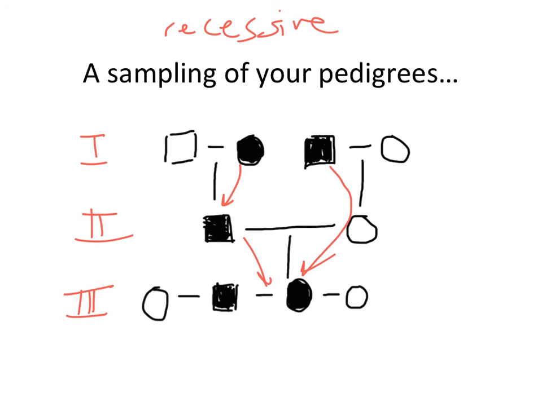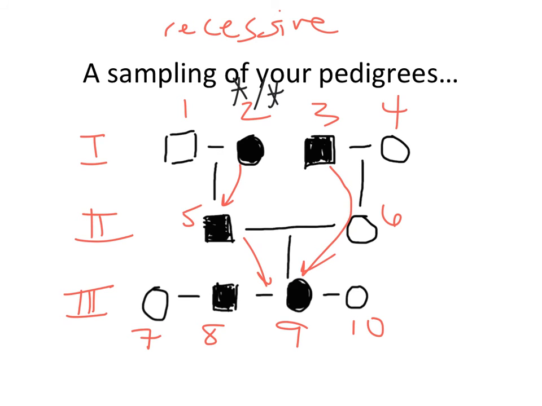So assuming this is recessive, what is individual 1's genotype? What's individual 2's genotype? Homozygous recessive. So if individuals 1 and 2 have an affected offspring, what's the genotype of individual 1? Heterozygous. Or carrier.